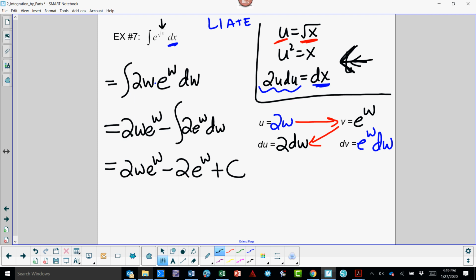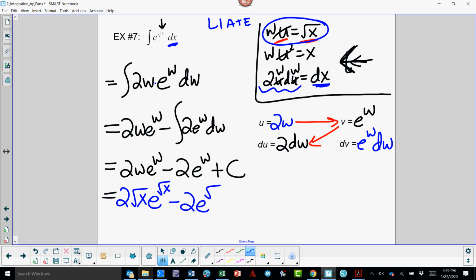But that answer doesn't make sense because I substituted stuff. So remember, this was actually w, because I started to use u, but then realized, hey, that's confusing. So change all those to w's. So that means when I write w, I actually want to write square root of x. So this is actually 2 square root of x, e to the square root of x, minus 2e to the square root of x, plus c. And that's going to be my answer. And I just have to make sure that I substitute back to have the same thing that I started with.